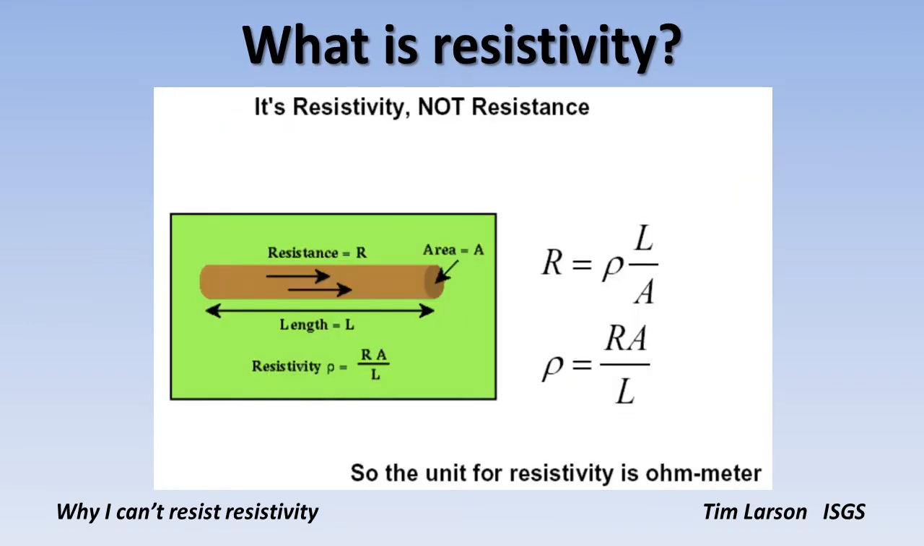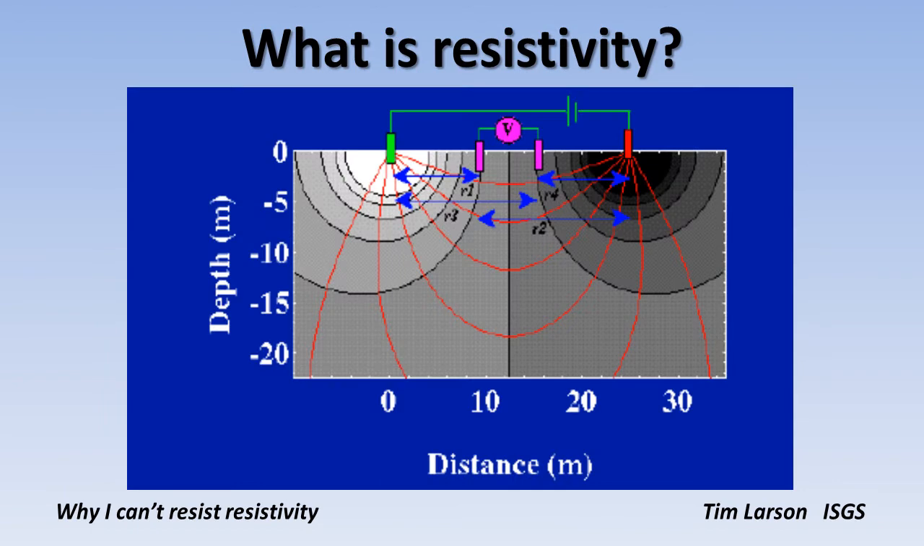Now, resistance varies with the size of the resistor, so it's not really useful in mapping. So we use resistivity, which takes into account the size and the geometry of our measurement. Essentially what we do is we hook up a battery to two metal stakes driven into the ground to create an electric current. Then we measure voltage between two other stakes. We do a simple little calculation, come up with resistivity.